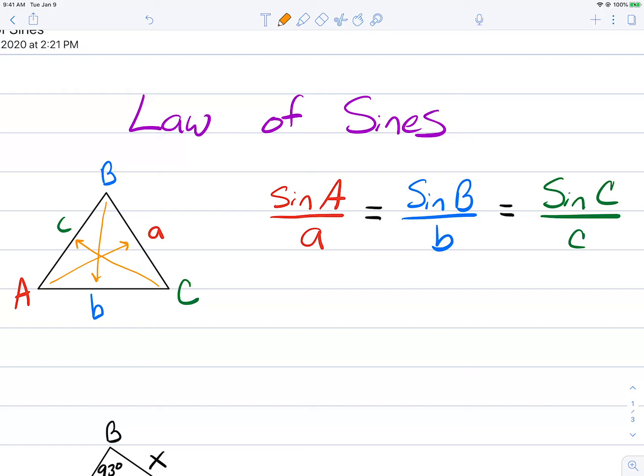And this works for any triangle. It does not have to be a right triangle. So we have the sine of A over side A is the same as the sine of B over side B, which is the same as the sine of C over side C. So you're going to create a ratio of the sine of the angle over the length of its opposite side. Now for the equation, you only need two of them. So you are going to be looking essentially for one piece of information, and you're going to know three pieces of information.